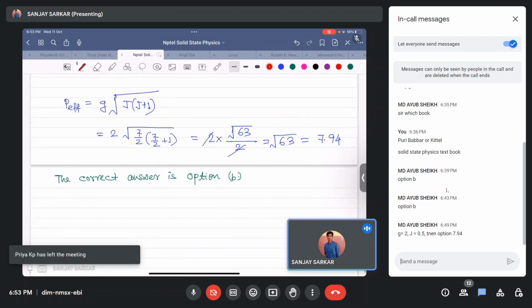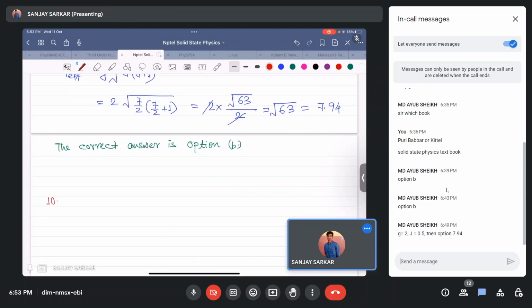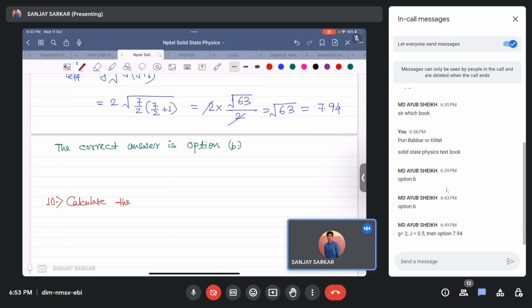So we can solve another question, I guess, because we still have some time. And there is this question. This is also a short question. So calculate, and it's similar to the previous one.